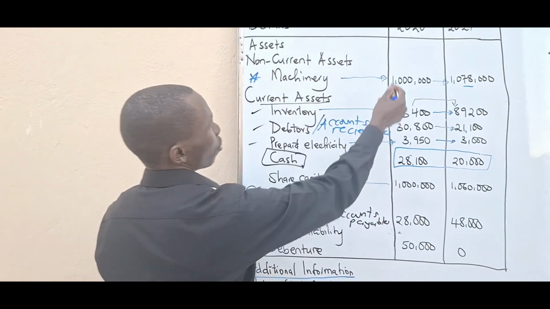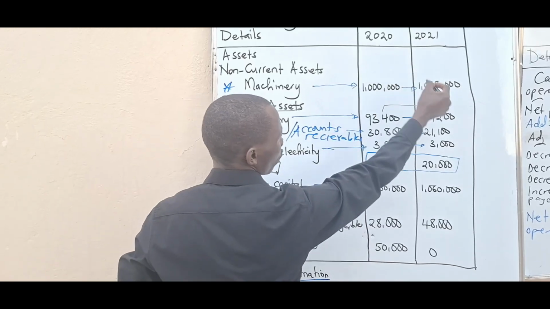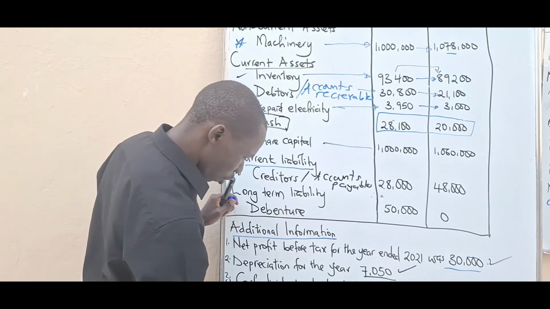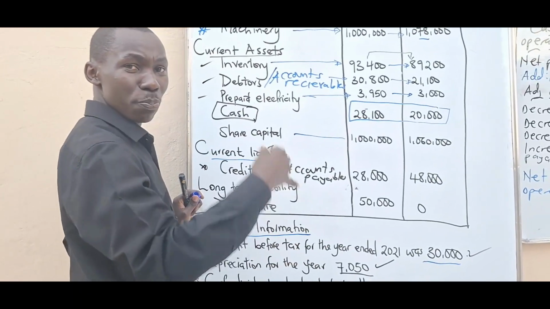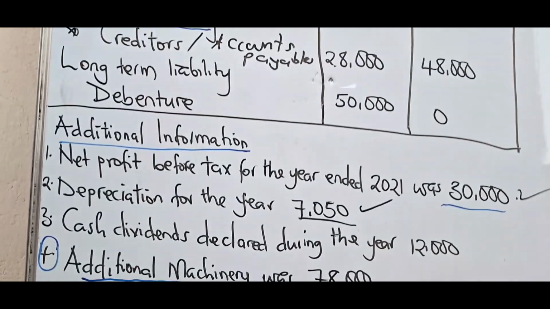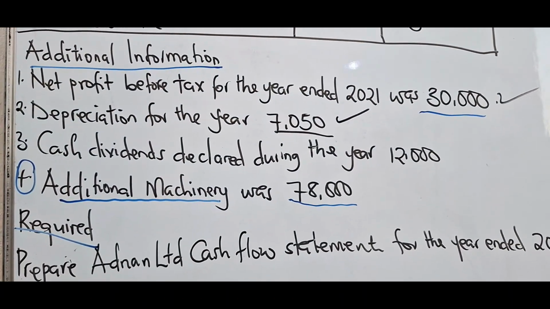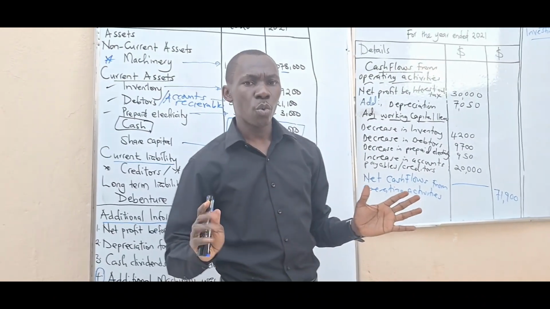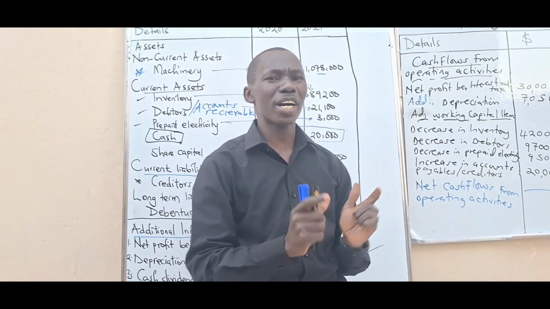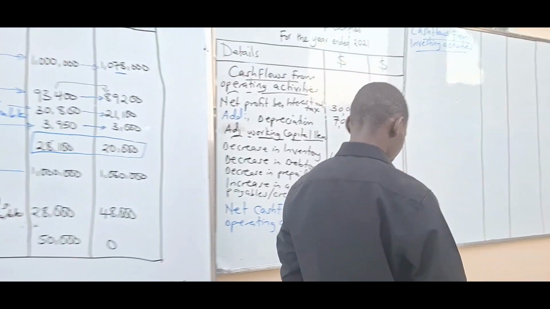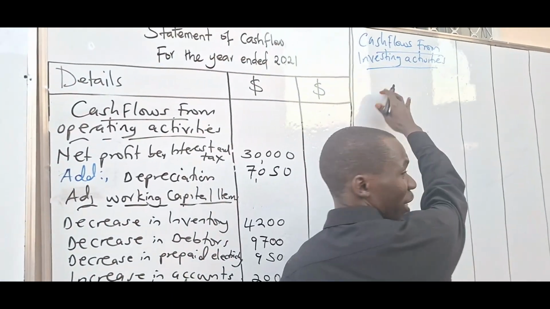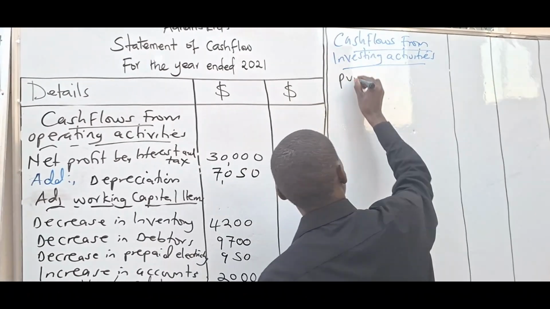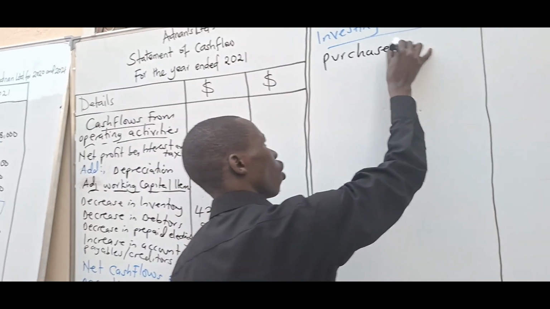Under non-current, we have only machinery here. In 2020, it was 1 million. In 2021, it went to 1,078,000. Even here, the additional information is showing you that the additional machinery was 78, meaning you spent money to buy additional machinery worth 78. As you are spending money, that is a cash outflow. We are going to subtract from the cash we have, either from our bank or from our cash at hand. Just bring here: if it is increasing, I would write increase in machinery, but the right word would be purchase of machinery, because it increased by purchasing or buying.